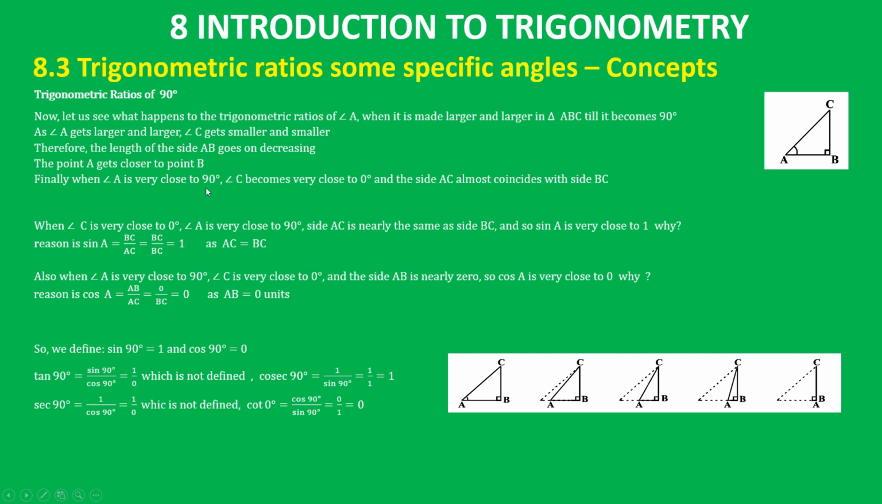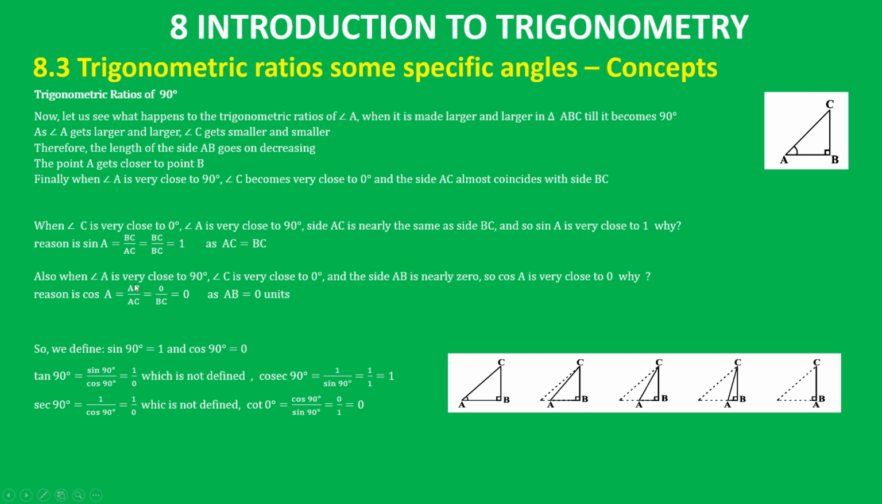Finally, when angle A is close to 90 degrees, angle C becomes 0 and then side AC is almost equal to side BC, correct? Now, we will write the ratios. When angle C is very close to 0, angle A is very close to 90 degrees. Then AC is nearly the same as side BC, and so sin A is very close to 1. How is it 1? Sin A is equal to BC by AC. At 90 degrees BC is equal to AC, so I will replace AC with BC, which gives 1, correct?